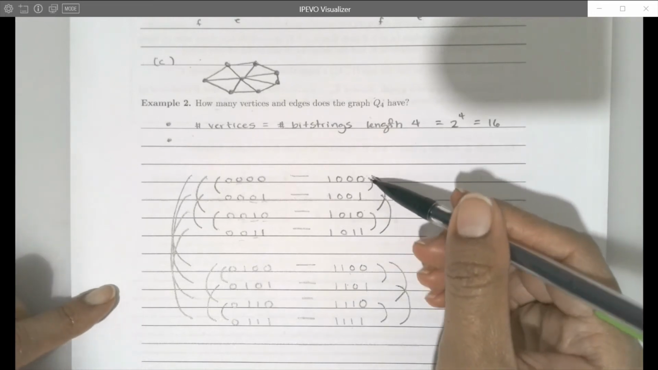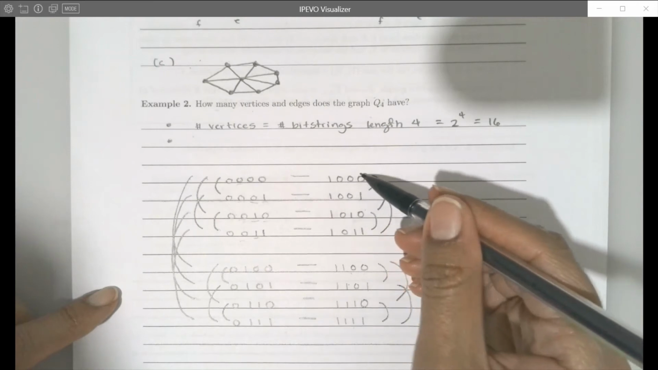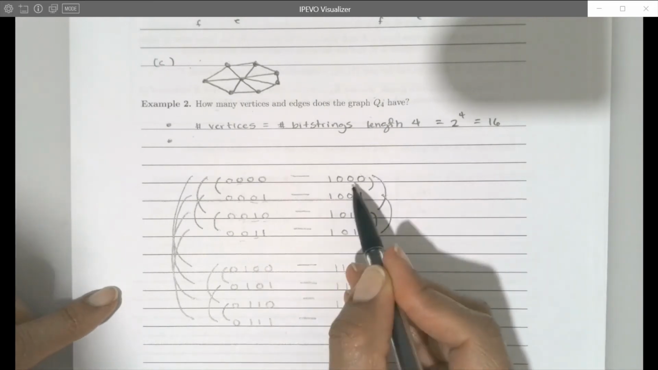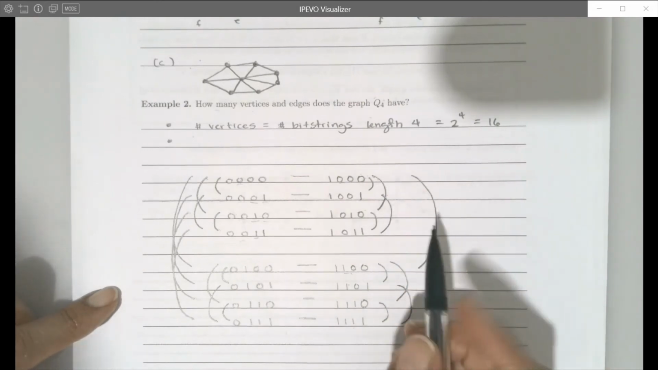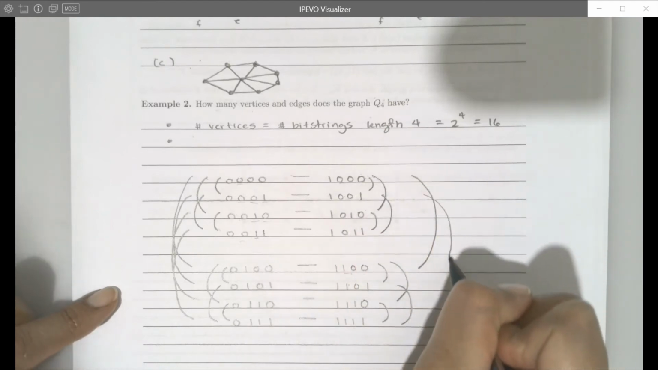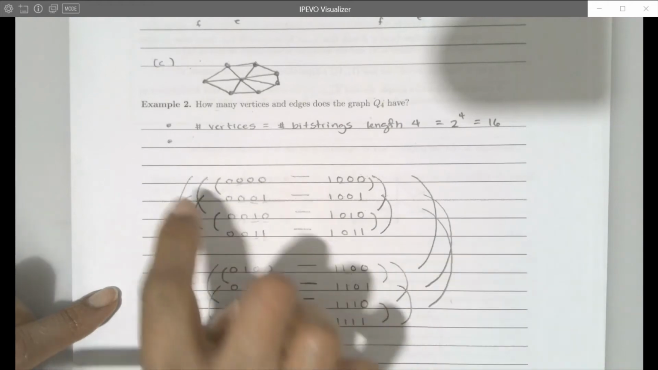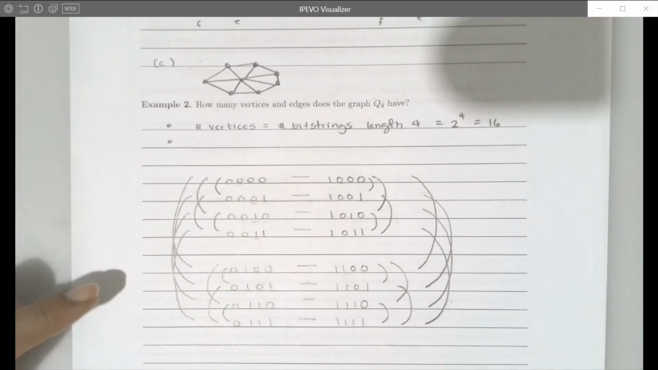And now, if you take a look at the bit string 1000, compare it against 1100, they're only different at the second bit. So we're going to have a connection here. We're also going to have it between 1001 and 1101. And basically, we're just going to see these four edges also happen on the right-hand side.